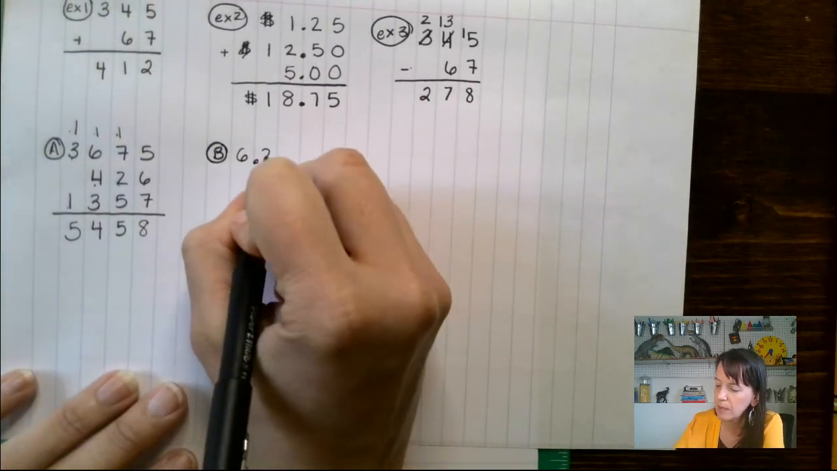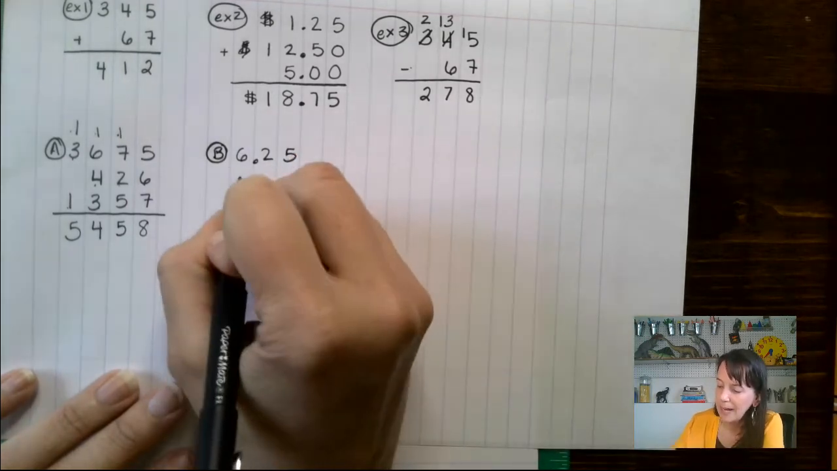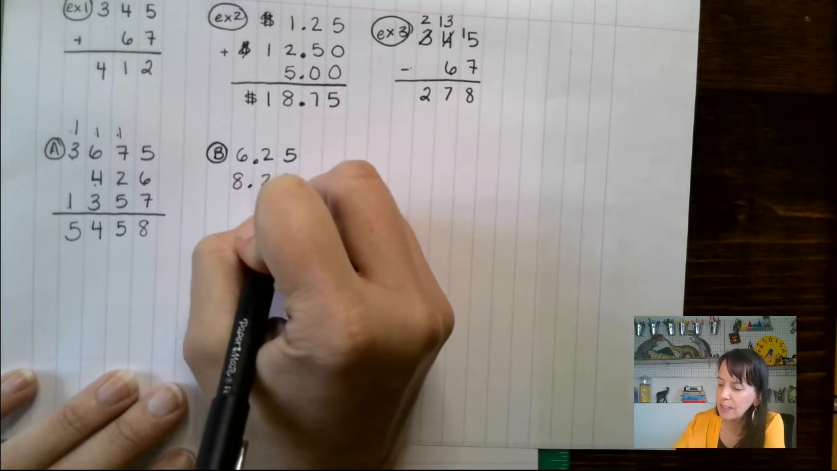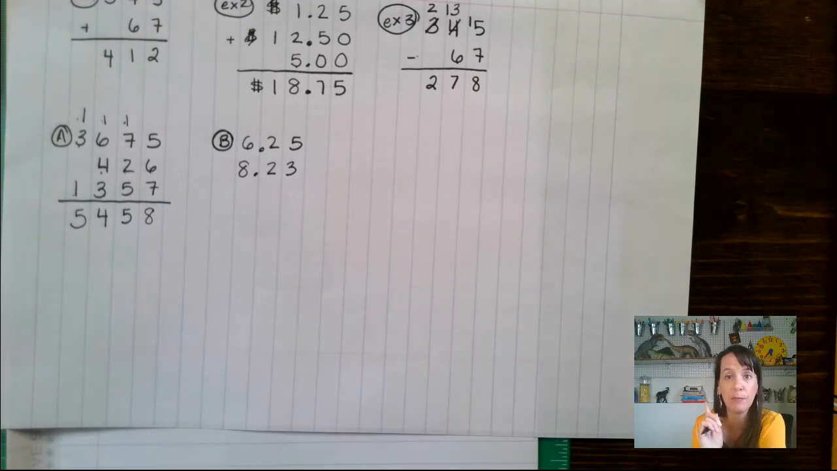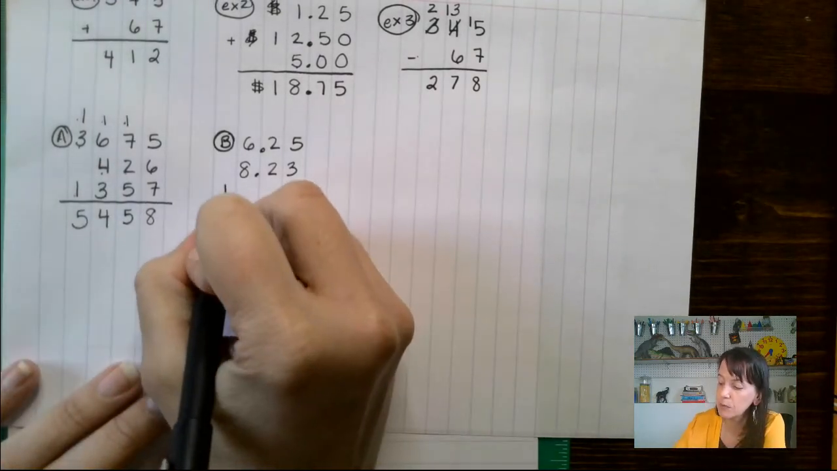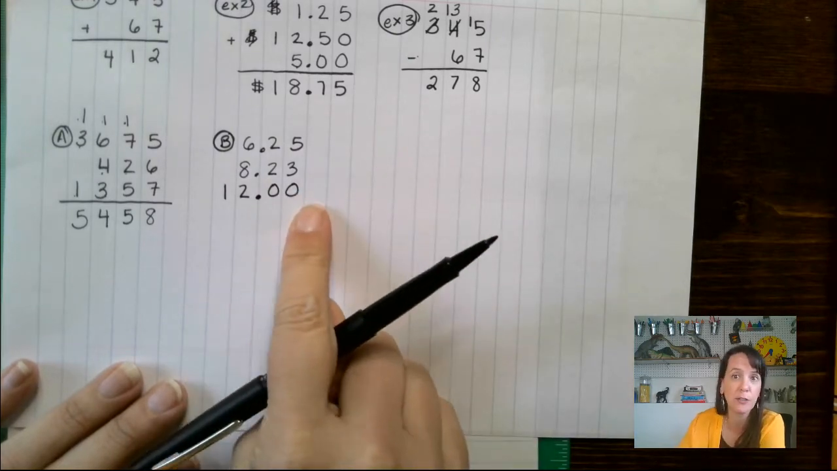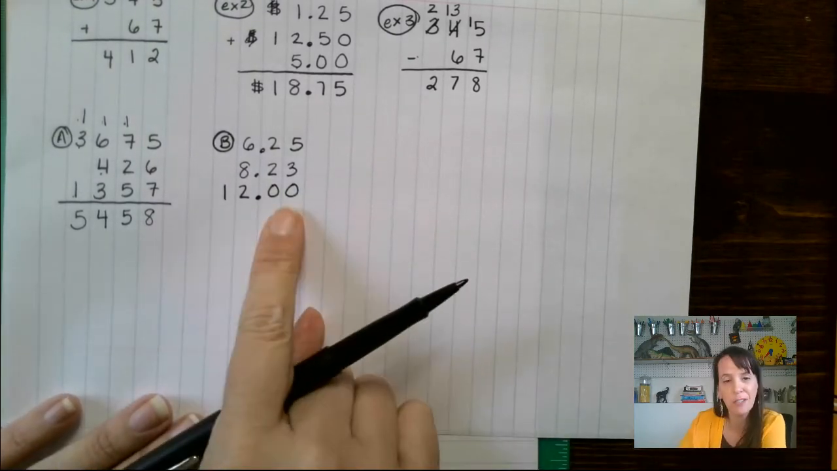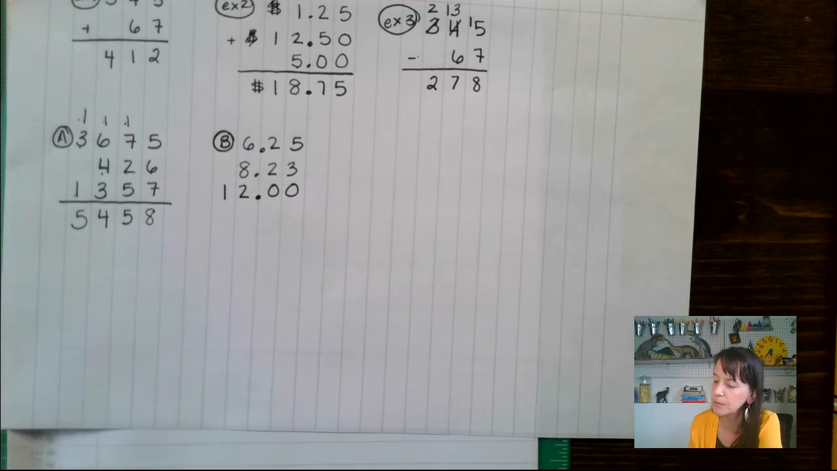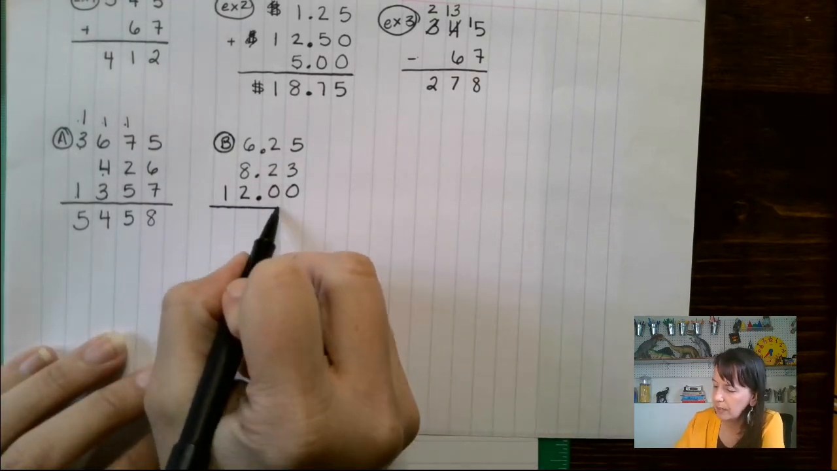$6.25, $6.25, $8.23, and then $12. Now remember, if a decimal's not shown, it's at the end. So $12 like this, and I've got my decimals, and you can always put zeros after your decimal. It doesn't change anything. You can write $12 like this, or you can just write it like that without the zeros.